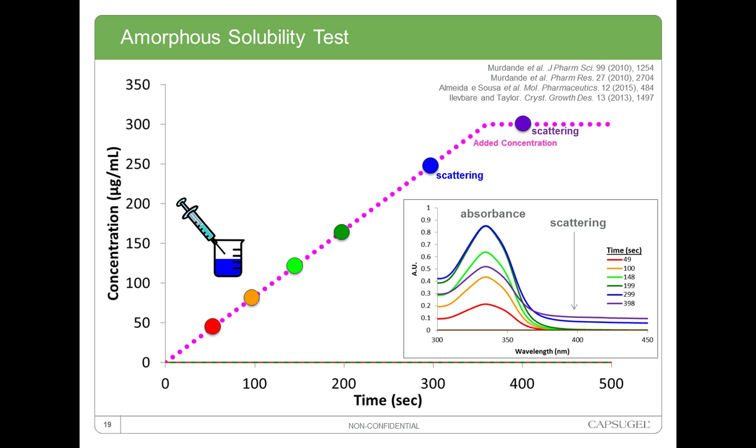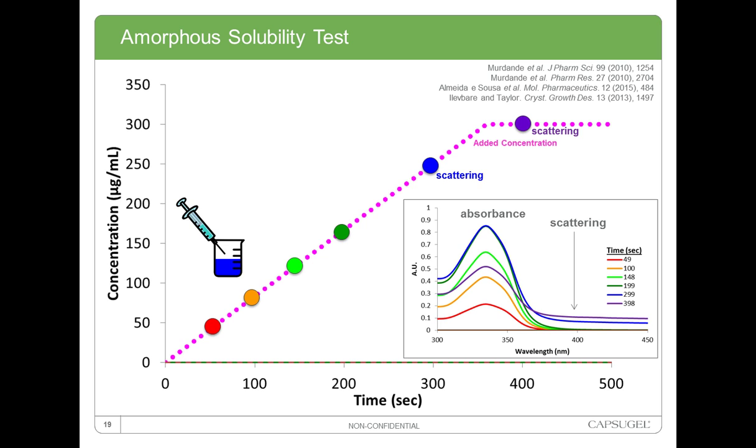So in this test that I described, what we're doing is we're actually adding the drug from a stock solvent solution and then looking for when we begin to see scattering. And then we use some other tests to make sure that we're not seeing crystallization. But we're using that as an indication of when we reach the amorphous solubility. So at the onset of scattering, we look at how much drug has been added to solution, and we're defining that as the amorphous solubility.